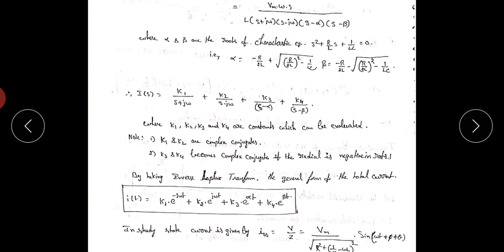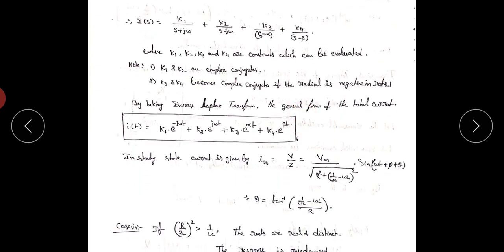So based on the alpha, beta values, the response changes. Okay, in different cases, different responses are present. That response depends on the RLC values. So the resistance value, inductance value, and capacitance value decide the type of response of the network.